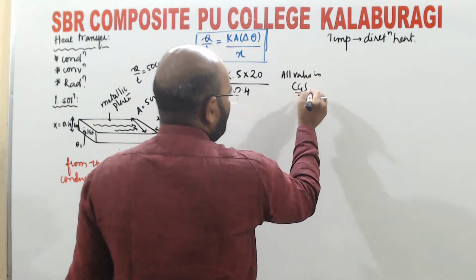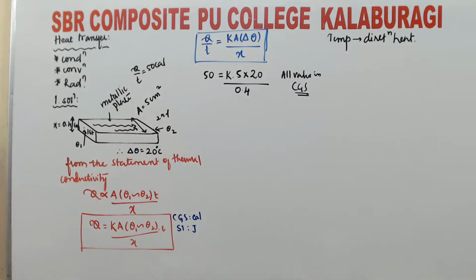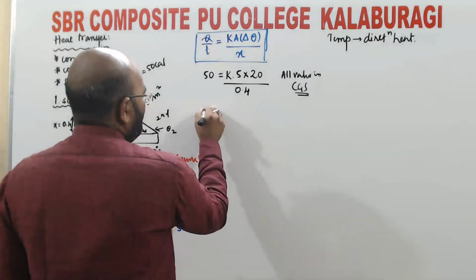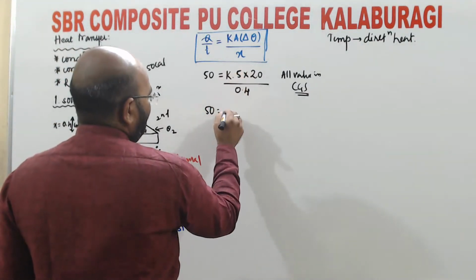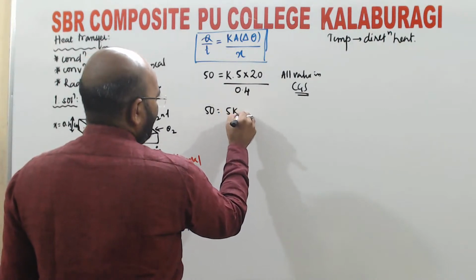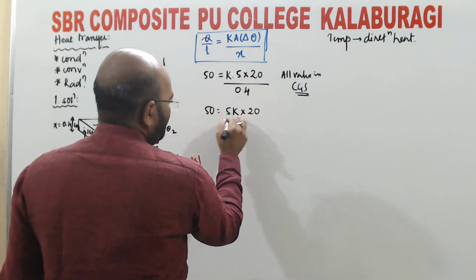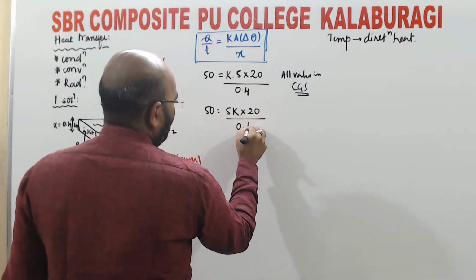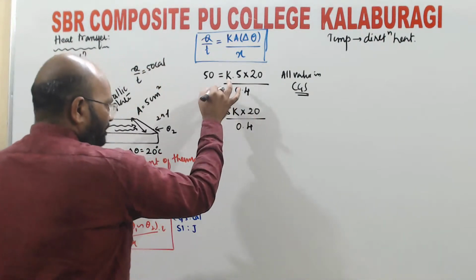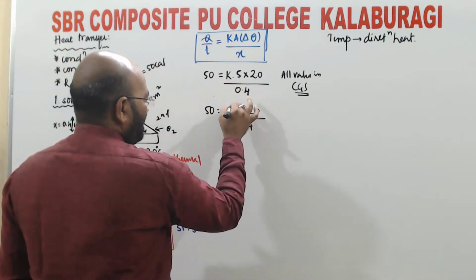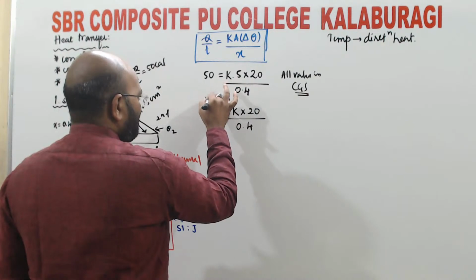It means only one system is applied over here. Then simplify this. Then 50 is equal to K into 5, this is 5K into 20, divided by 0.4. This you can just simplify. 5 ones are 5, 5 tens are 50.